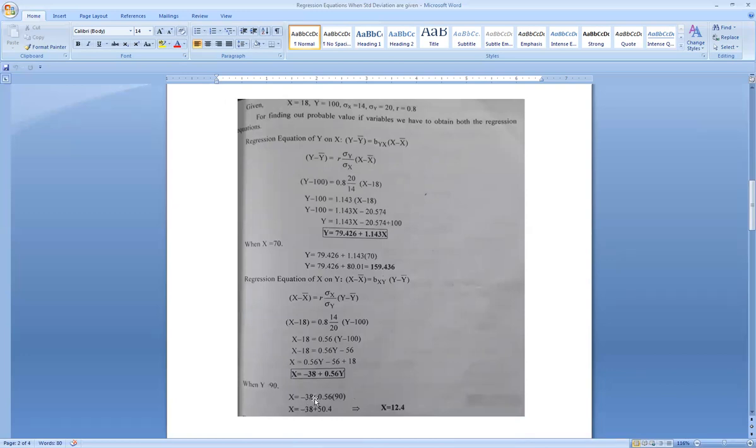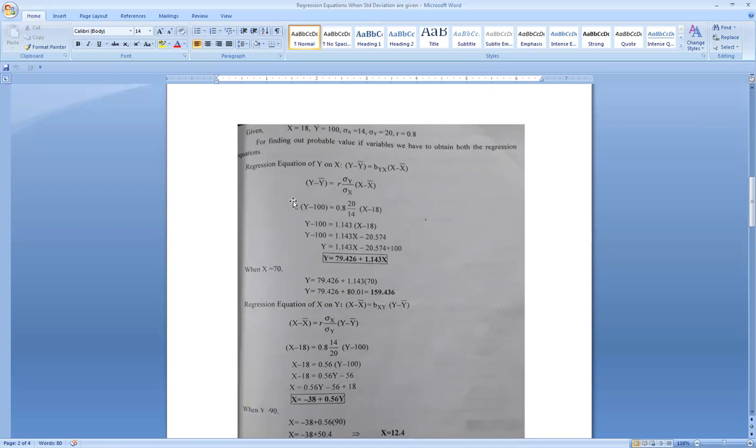When we calculate the value of x here, x equals, the equation is minus 38 plus 0.56 into the substituted value 90. Then we have to multiply. For the next step, x equals minus 38 plus 0.56 into 90, which is plus 50.4. Therefore, the value of x is 12.4. So this is how we need to calculate when the standard deviation values are given.